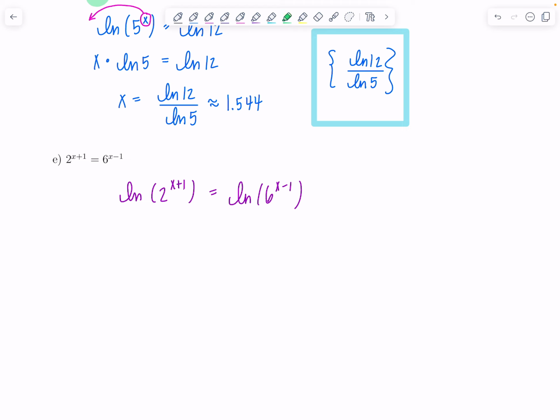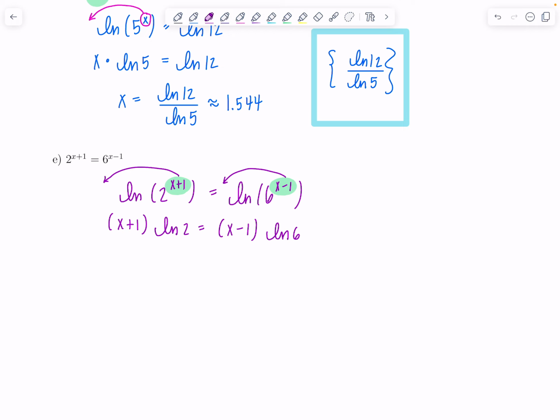Next step is same as the last problem. You move those exponents in the front, but just please be careful. Keep parentheses around them. So write it as (x plus 1) ln of 2 equals (x minus 1) ln of 6. Does that make sense? Oh, good. Okay, now things are going to get worse before they get better.